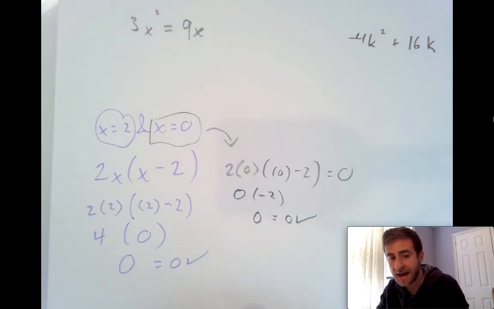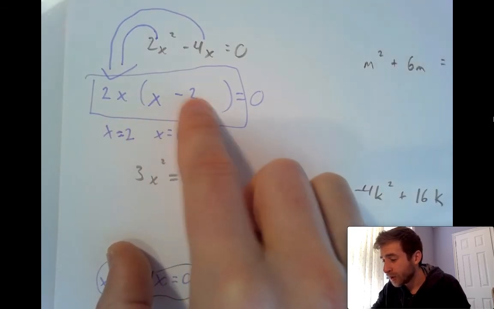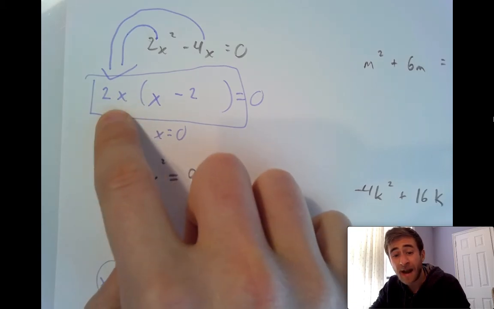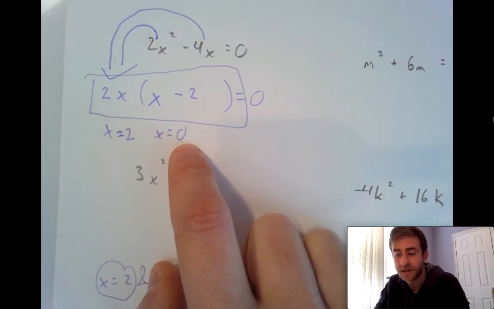So once you have this factored form, you look to see the opposite of the sign there. That's going to be one of your solutions. If you have an x multiplying times things outside of the parentheses, your other solution is going to be 0.